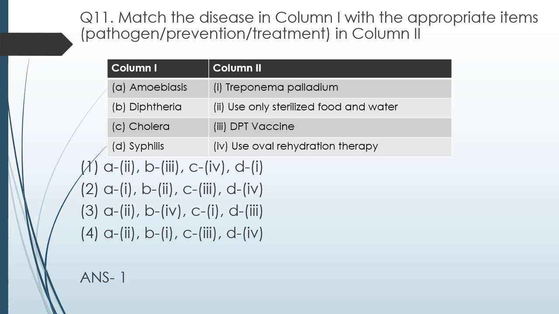Cholera goes with option 4, oral rehydration therapy. Severe diarrhea is the symptom or presentation of cholera. Watery, rice watery stool is seen, caused by Vibrio cholerae. So because of excess loss of water in stool, oral rehydration is to be given. Syphilis, caused by bacteria Treponema pallidum, which is spirillum in shape, right? So these were the correct options. Amoebiasis goes with sterilized food and water. Diphtheria, DPT. Cholera, use of oral rehydration therapy. Syphilis, Treponema pallidum.